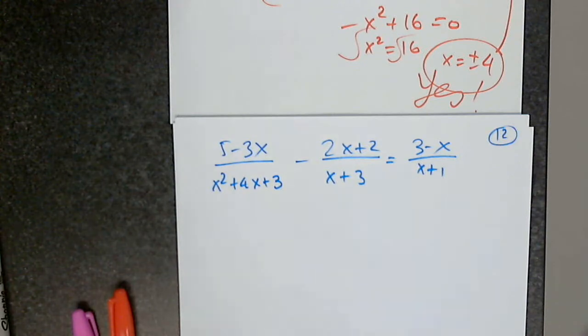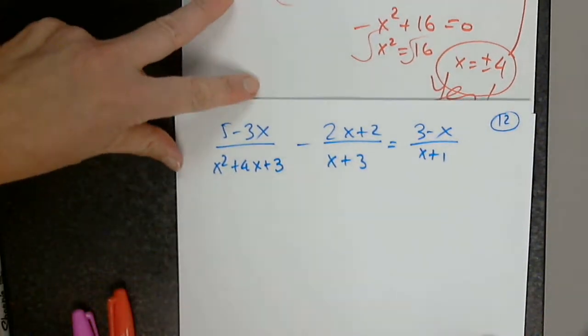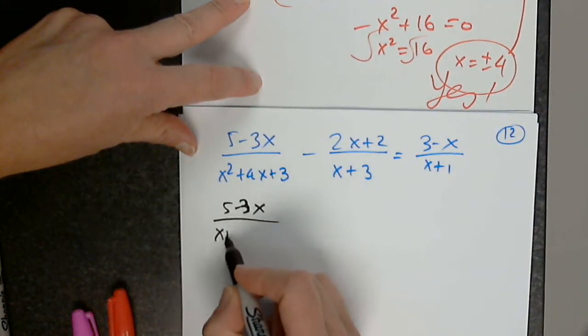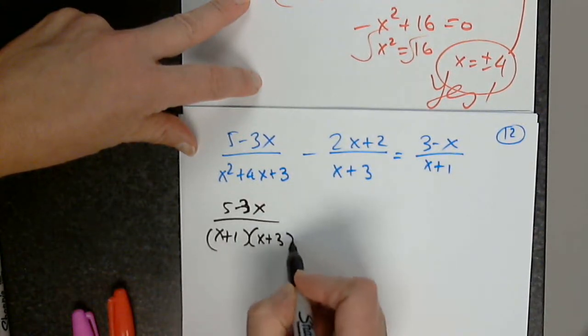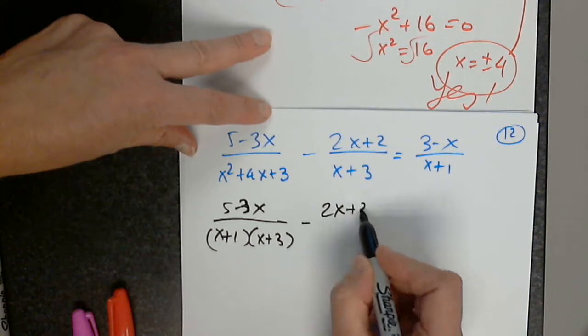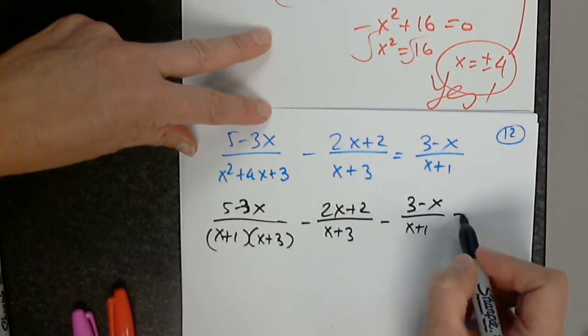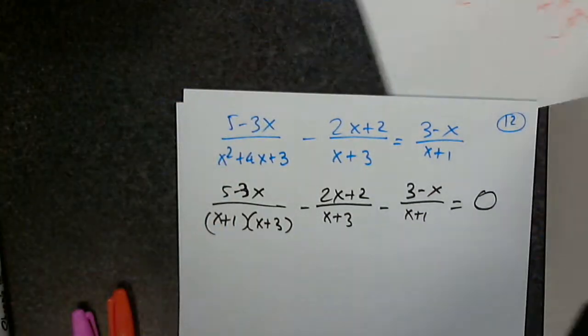Ready? Okay, so here's what I would do. 5 minus 3x over x plus 1, x plus 3, minus 2x plus 2 over x plus 3, minus 3 minus x over x plus 1 equals 0.